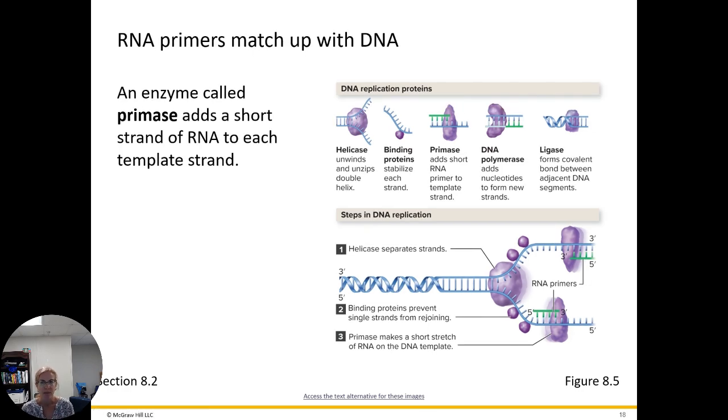We then have RNA primers that match up with the DNA. An enzyme called primase, which ends in ASE, indicating that it is an enzyme, adds a short strand of RNA to each template strand. And notice that there is a 5' and 3' end. When the DNA has unwound, one of the strands will have a 3' end, the other has a 5' end. So those RNA segments will create a starting point for the DNA replication to be occurring.